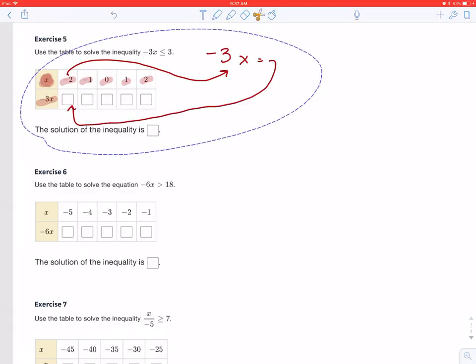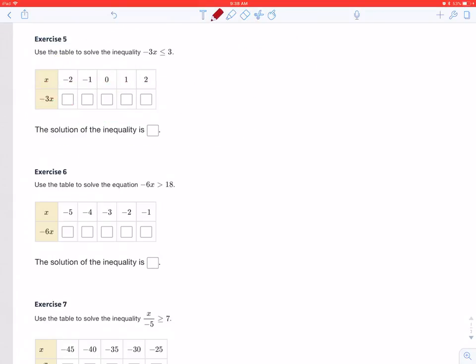So, for example, doing the first one for you, if my value of x is negative 2, and my expression is negative 3 times x, then negative 3 times negative 2 equals a positive 6, so I'm going to put a positive 6 there. And I'm going to do the same thing for these other 4 options.